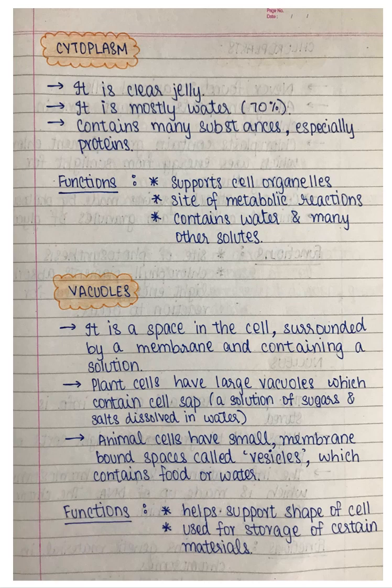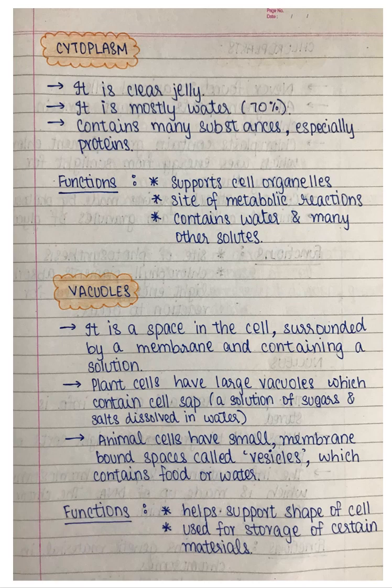Cytoplasm is a clear jelly. It's mostly water. Almost 70% of the cytoplasm is water, and it contains many substances, especially proteins. So the functions of cytoplasm are that it supports the cell organelles, it is the site of metabolic reactions, and it contains water and other solutes.